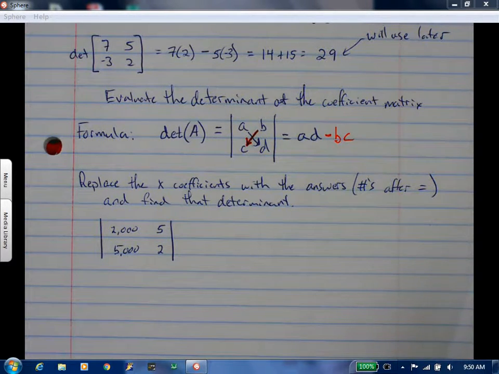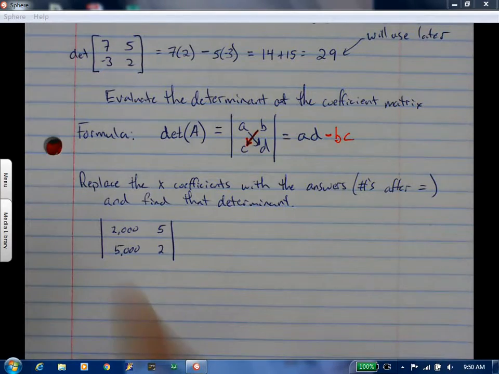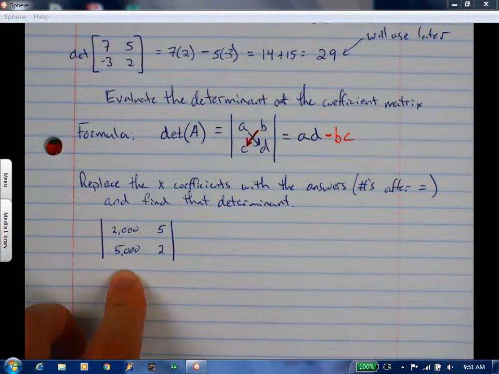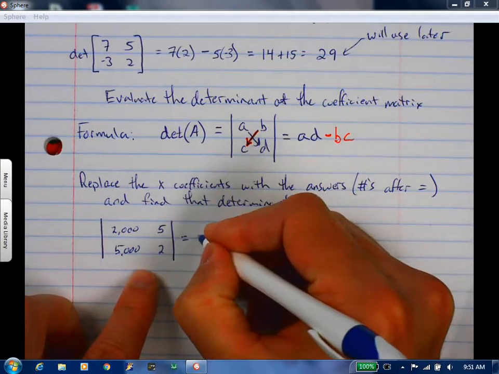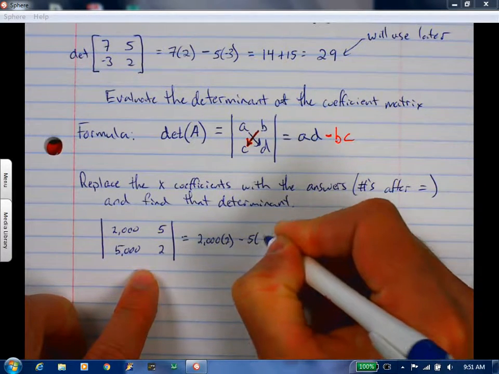Did you see what I did there? And this is going to help us give our x value of our system of equations. So I took the x's out, and I put the answers in their place. Evaluate the determinant of that, so that'd be 2,000 times 2 minus 5 times 5,000.